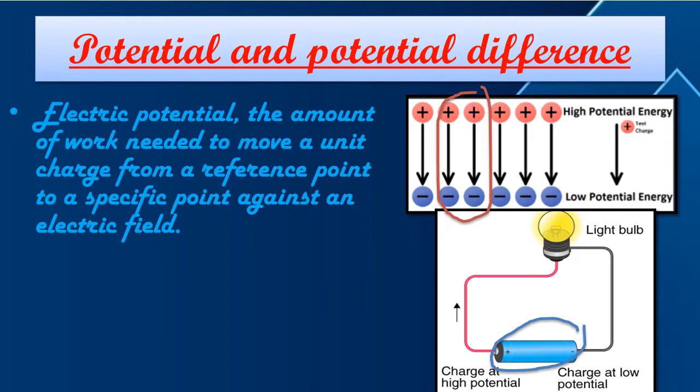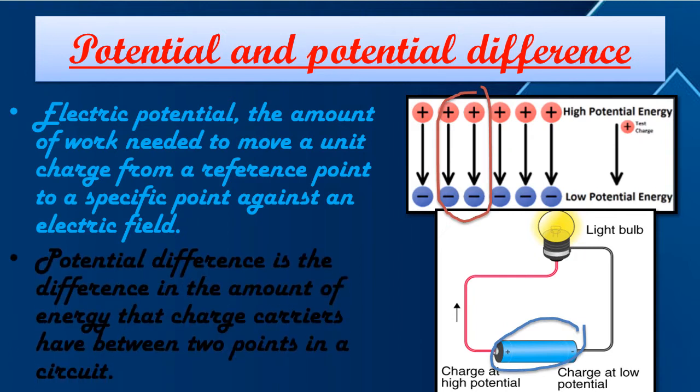Then only the bulb will be able to glow. Now next is potential difference. Potential difference is a difference in the amount of energy that charge carriers have between two points in a circuit. It is the difference in how the charges are flowing from one point to another point. So this is a potential difference. I hope you all have understood electric potential and potential difference.